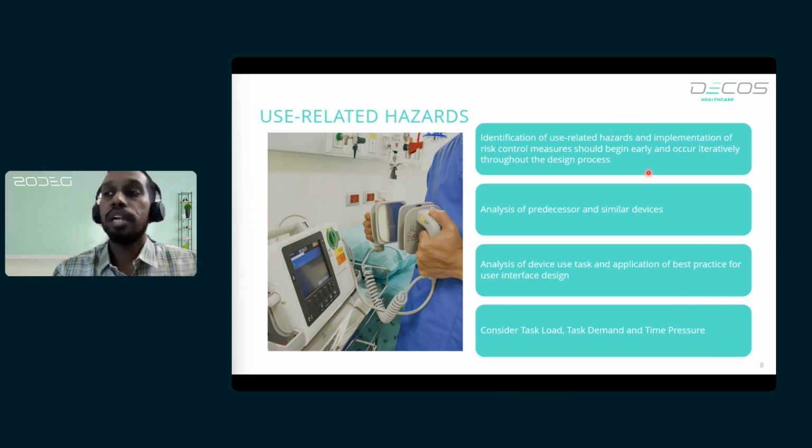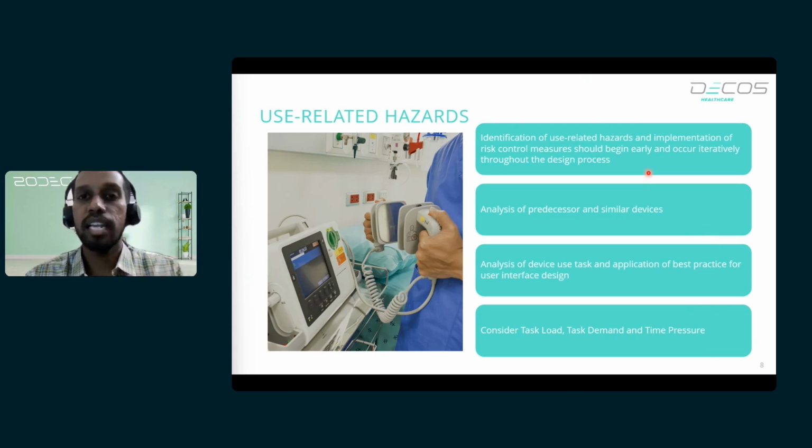Whenever we are going to identify use related hazards, we need to monitor it at a very early stage of the device development itself. Once we have created a prototype, if we identify use errors at a later stage, we can't go back to the design phase, alter the design and start the entire process again. So we need to identify all the use errors at a very early stage.